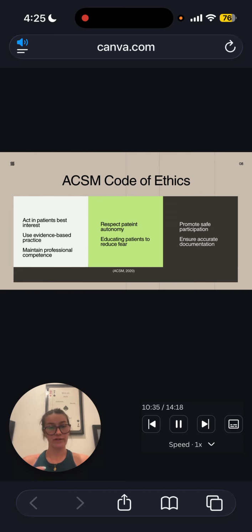Alrighty, ACSM Code of Ethics. We want to act in the patient's best interest. We want to use evidence-based practice so that we are following the guidelines and we know we're giving the best care that we can give. And maintain professional competence. We don't want to go in there not ready. We don't want to make the patient more stressed or nervous about any testing, because we're here, we're ready, we're educated, and we know what we're doing.